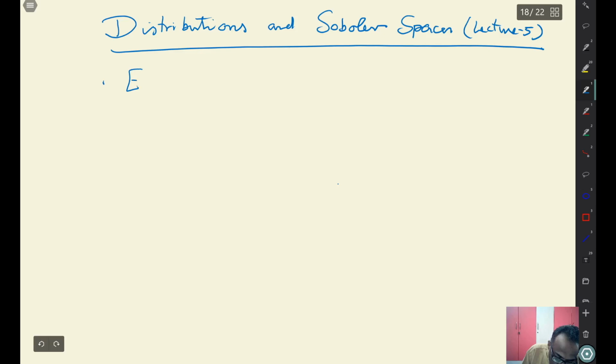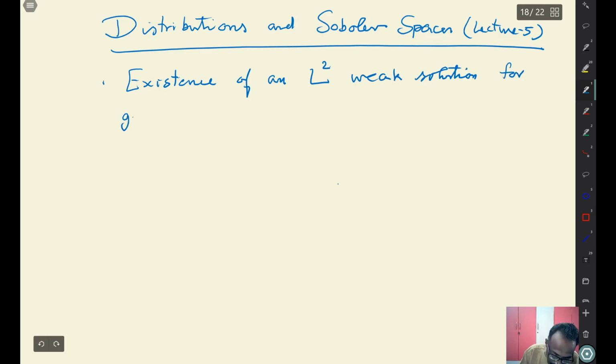So this is one thing: existence of an L2 weak solution. I will not give all the proof, but I will show how you see the existence of an L2 weak solution for a general linear nth order operator. So what your operator may look like is this.